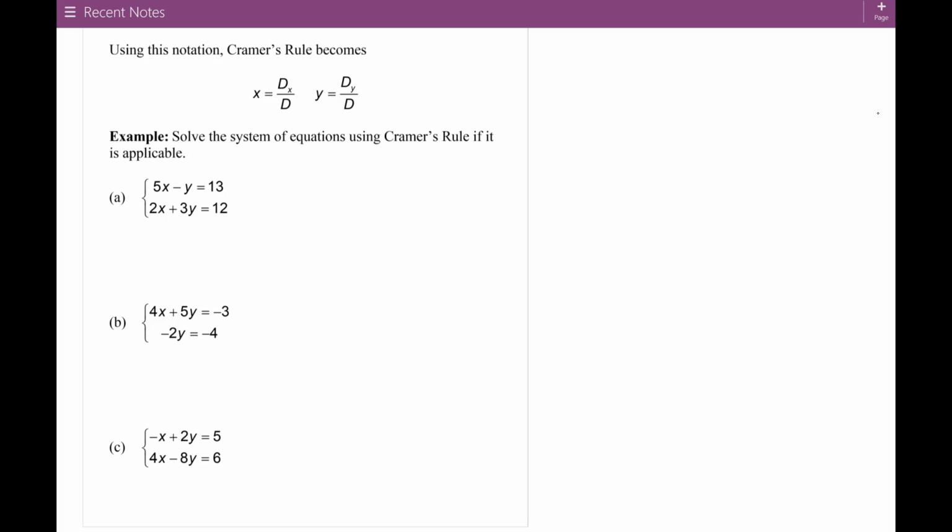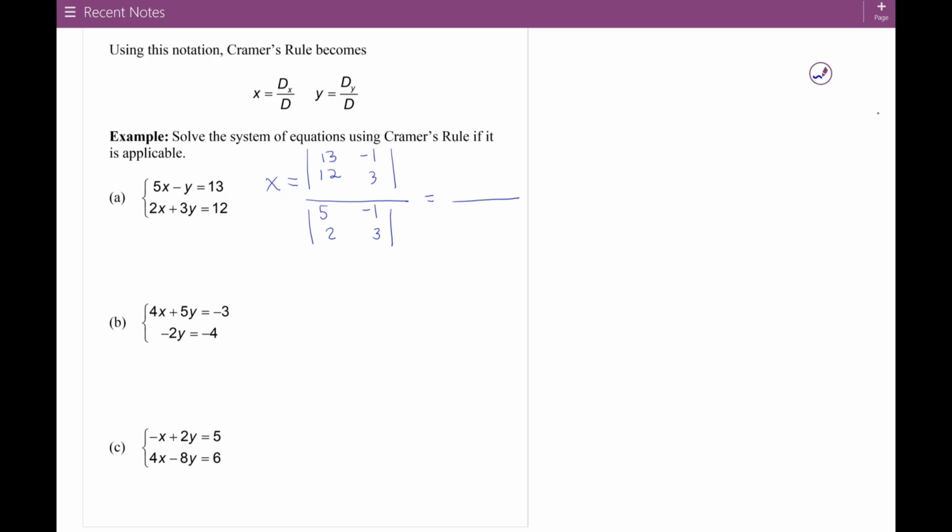So let's do the first one here, and then we'll do a couple more in class. If I want to find the value for X, I take the 13 and the 12 and make them the first column of the determinant. Then the coefficients of the Y are negative 1, 3. So that's my numerator determinant. Then in the denominator, I'm going to have 5, negative 1, 2, 3. So it's good if you keep track of what the denominator is because you need it again to figure out the Y.